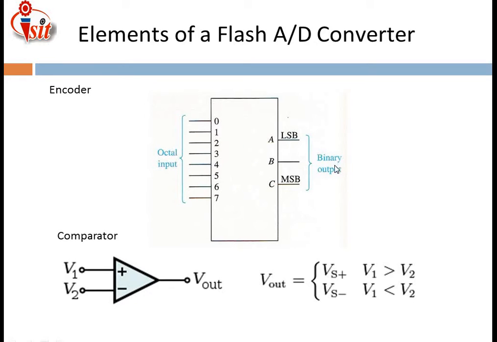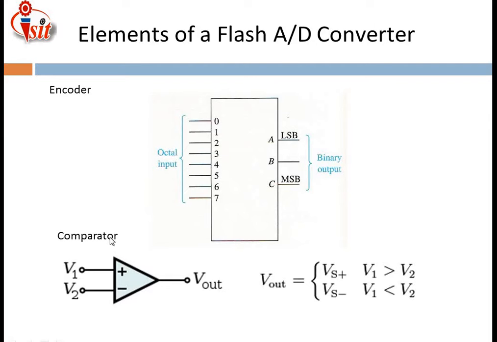And for the binary output, here LSB to MSB, LSB is related to point A and MSB is related to point C, and B is the middle output of that binary output. That means the octal input will be converted to a 3-bit binary output. Here for the conversion in the flash analog to digital converter, we are using a comparator.